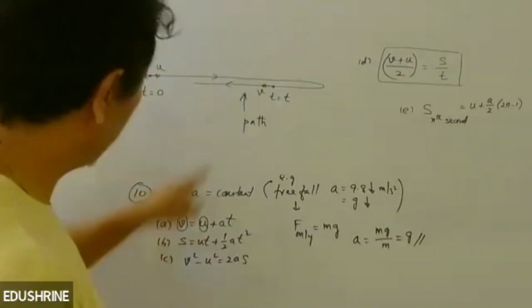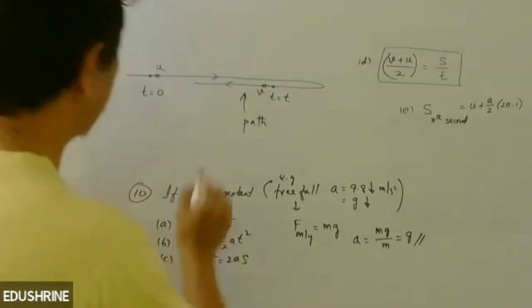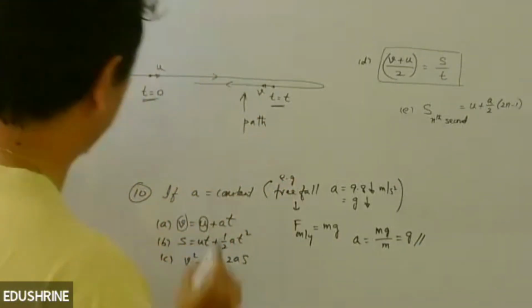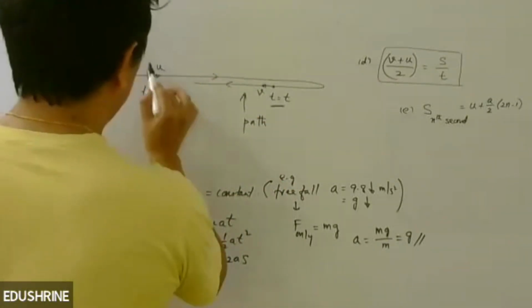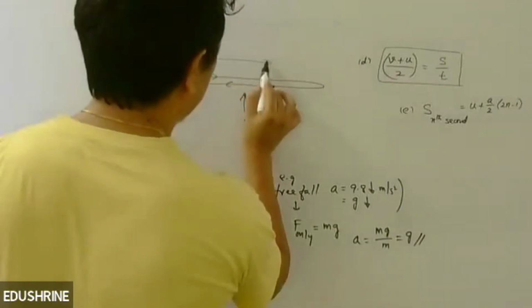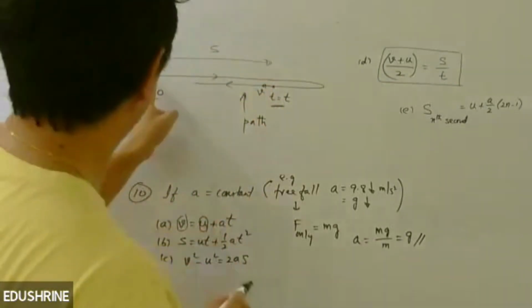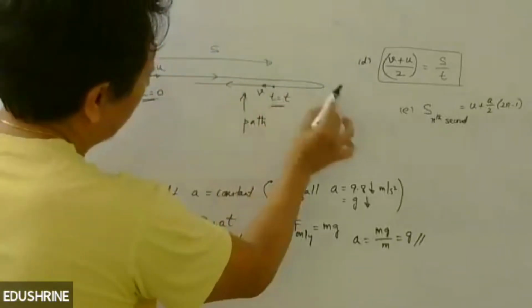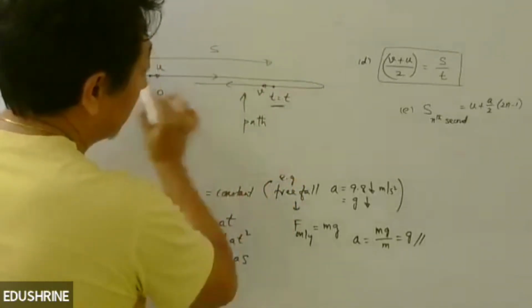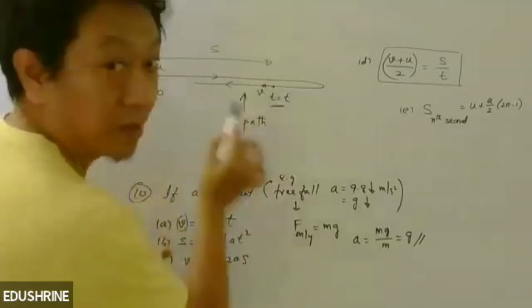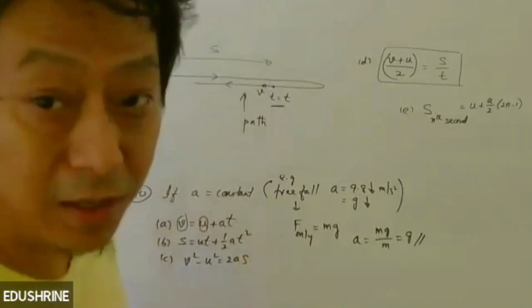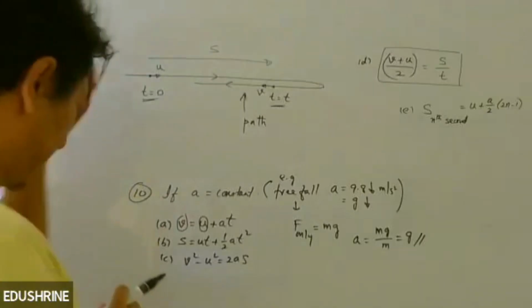So v and u we came to know. T is time taken. What is S? S is the displacement. This is your S, from initial to final. Okay, students, don't go like this. What is this? This is not displacement. This is distance. And these formulas only give you displacement.